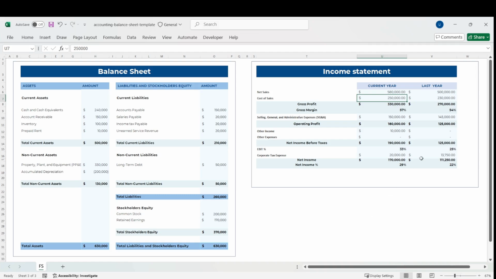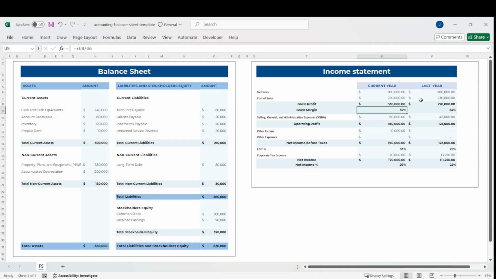250,000. Last year it was 230. There is an increase of less than 10%, and it's mainly related to the increase of sales, which increased by 15%. Here we have the group cost of sales increased by 8%. So this is a good sign that we are making more profit.